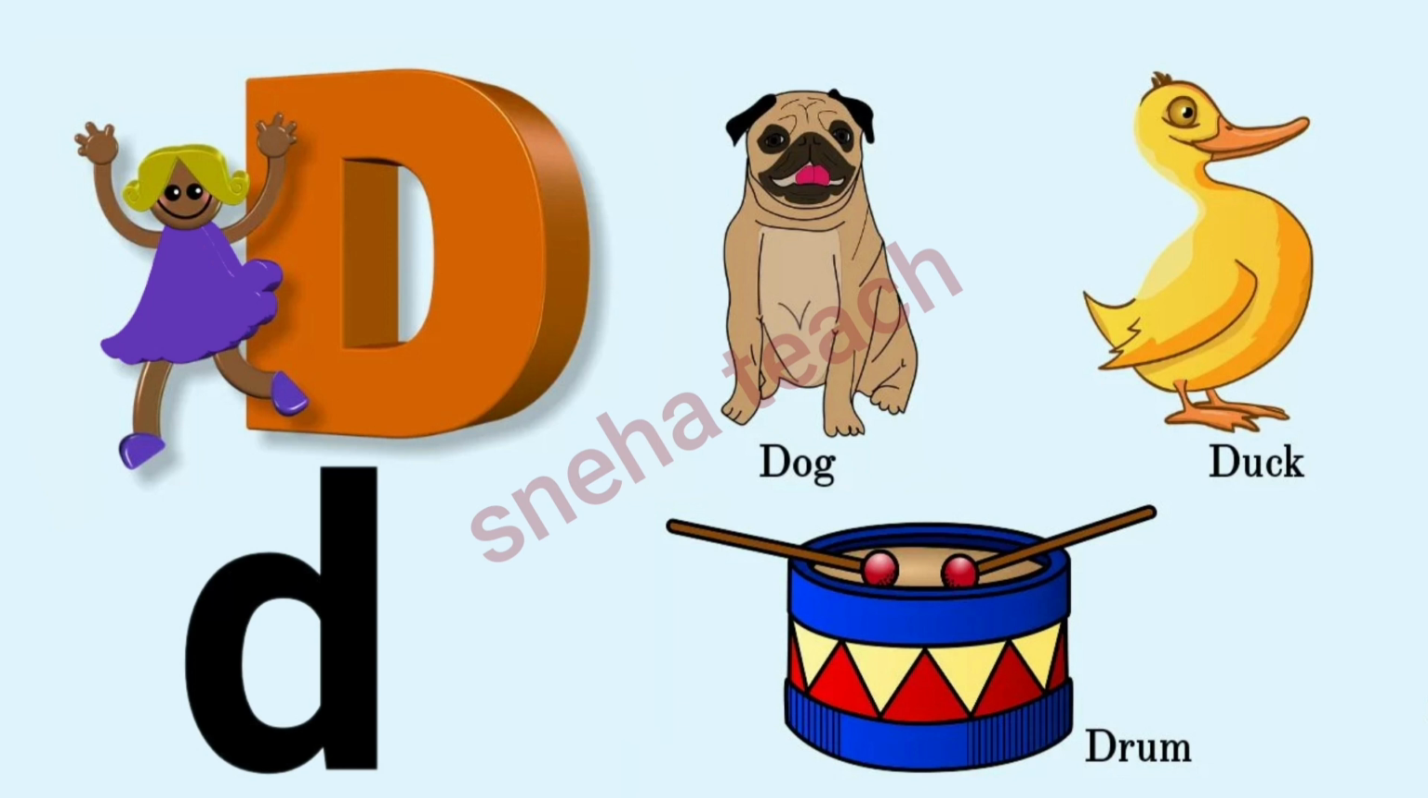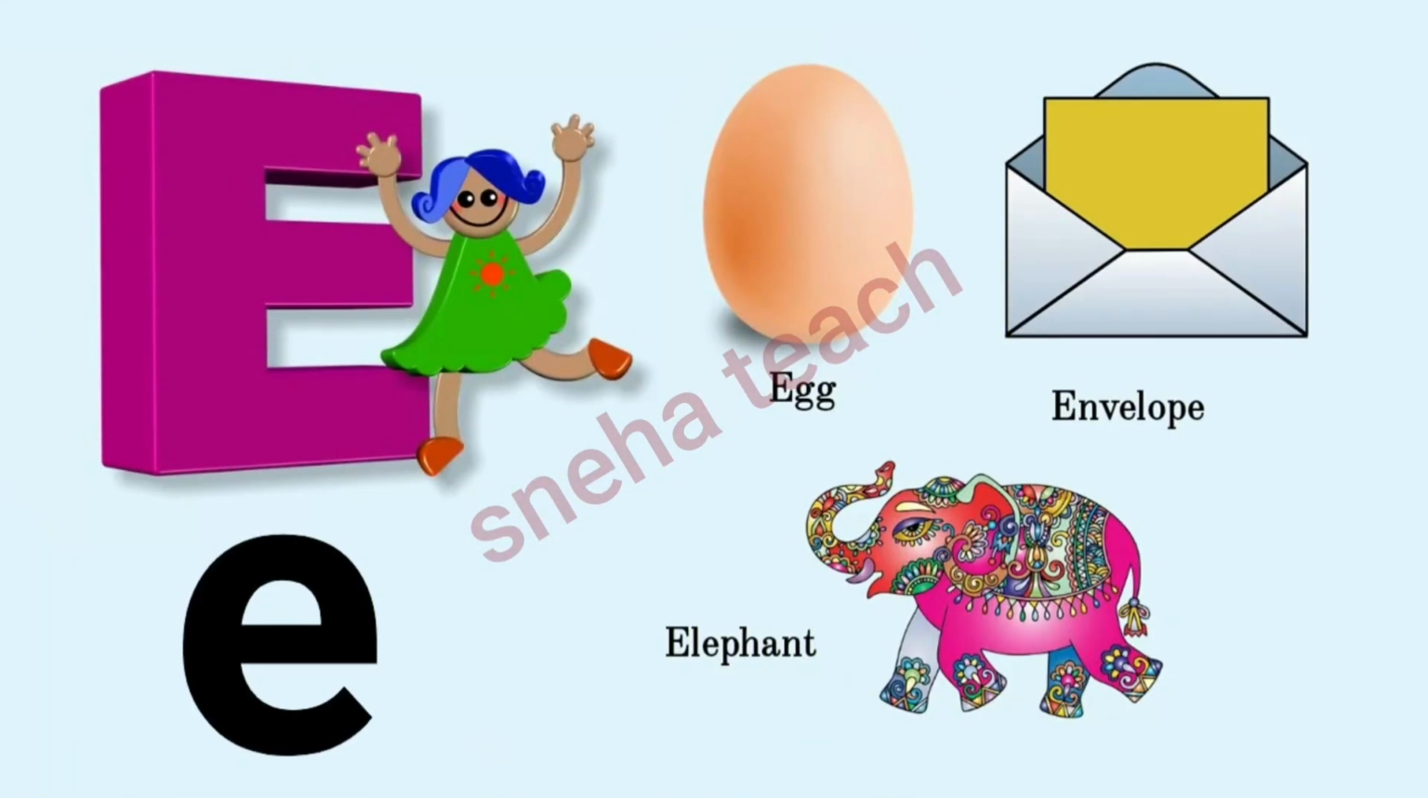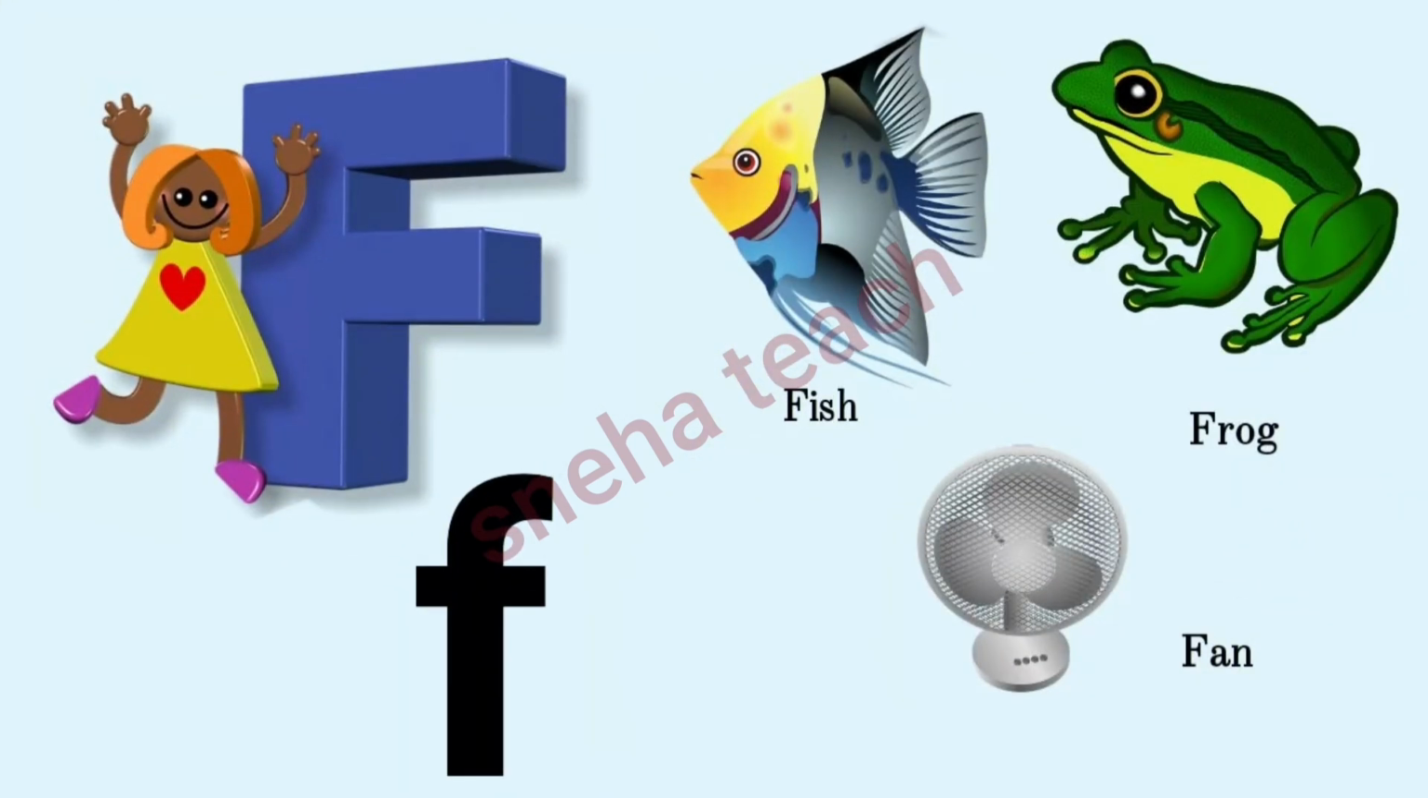D, D for dog. Duck, drum. E, E for egg. Envelope, elephant. F, F for fish. Frog, fan.